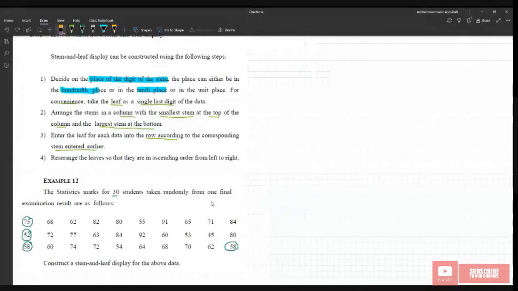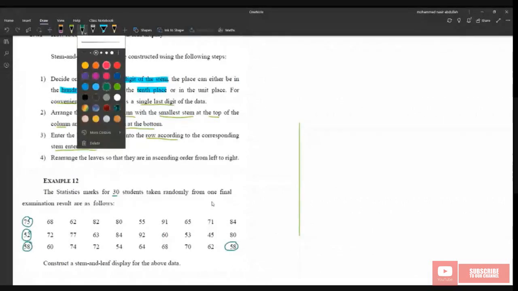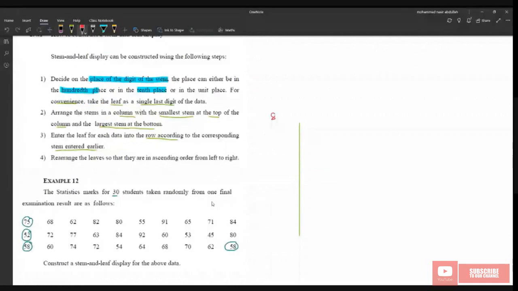So first we're going to create two columns, right? This one represents stem, and this is going to represent leaf, right? So we have 75. This is a two digit number, right? So let's put a note here. Note: 75 is equal to 7 stroke 5, right? So let's begin with the smallest value.